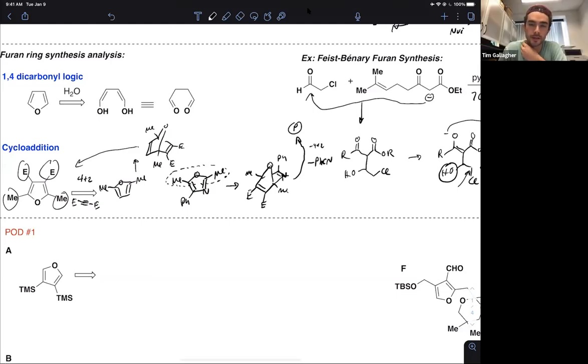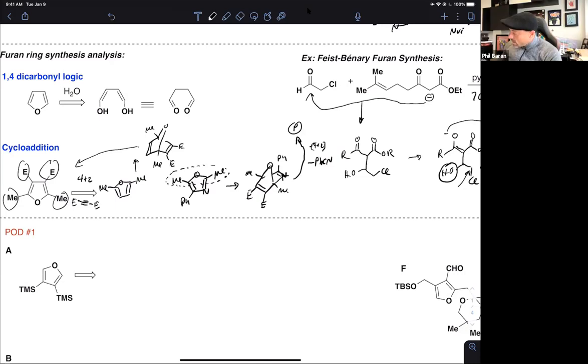Do people use oxadiazoles? And are those easy to make? Oxadiazoles are pretty easy to make. And I haven't seen anybody use an oxadiazole in a cycloaddition, however, to make a furan, although it's probably known if we search it. Maybe it's a good enough question, Tim, that the TA should probably take a look at that. I haven't seen oxadiazoles, but it seems logical that you could do that to lose nitrogen.